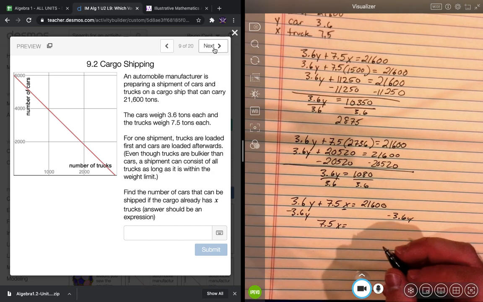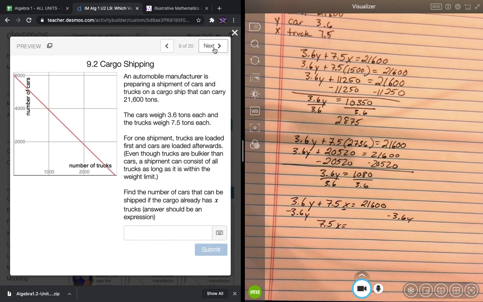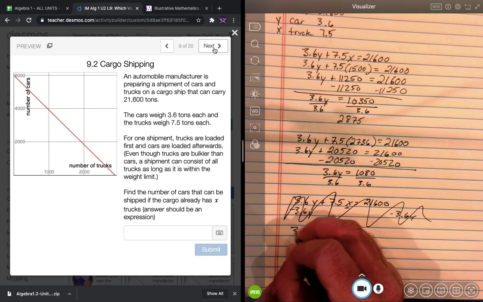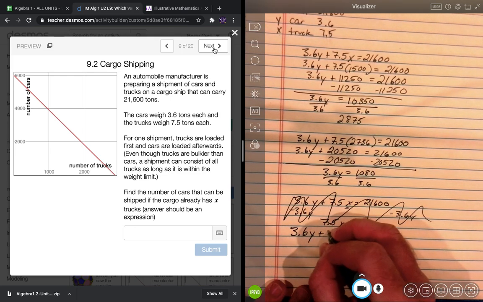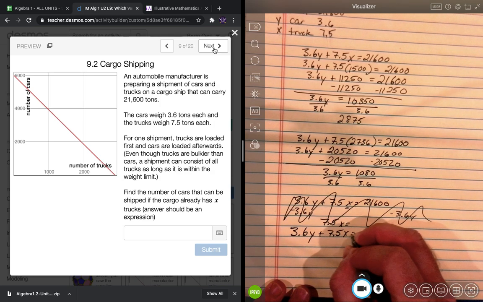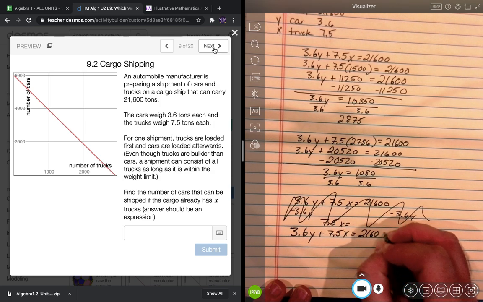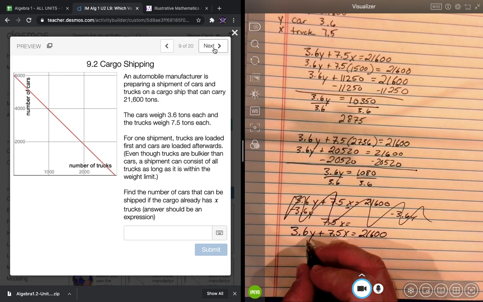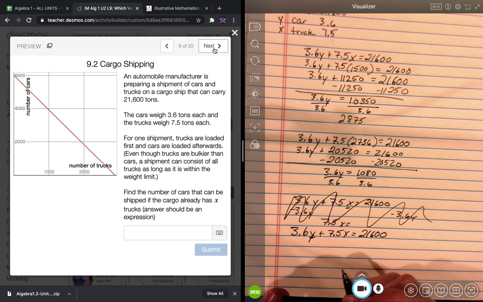Oh, I'm sorry. Guys, let's back up. I need to find the number of cars. So, scratch that. We've got this, 3.6y plus 7.5x equals 21,600. Okay, and I need to find the number of cars. So, we're going to isolate y. That's going to be my number of cars.